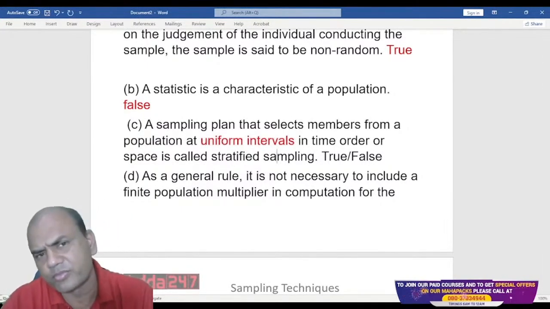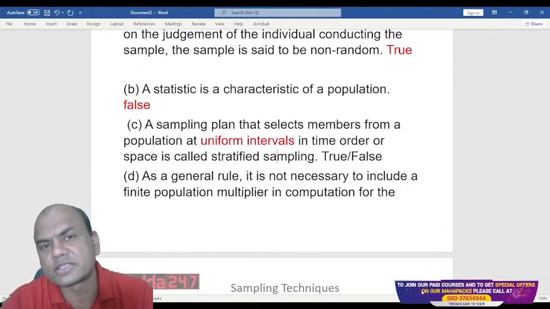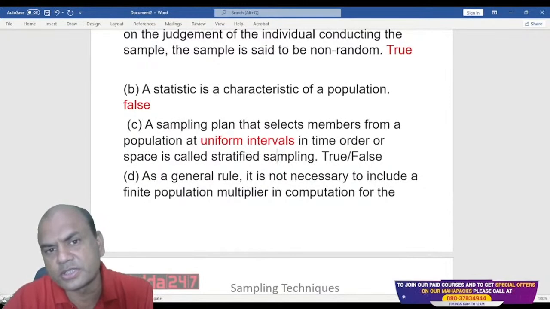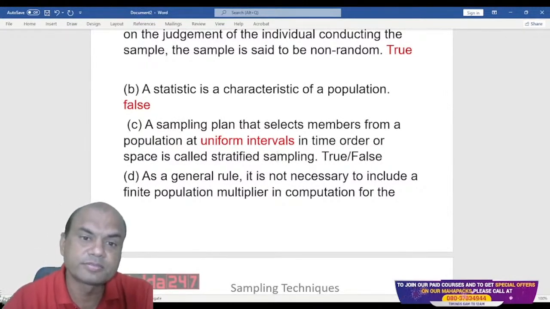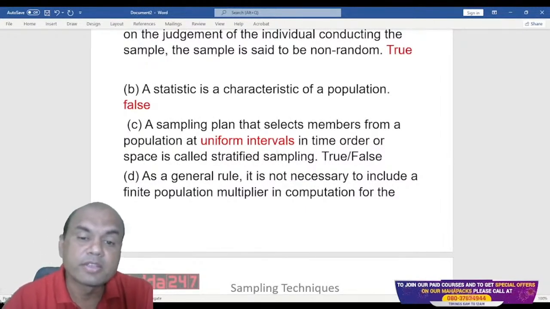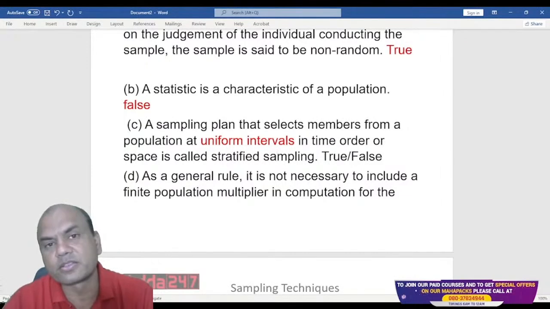Is it true? Type fast in the comment section. True or false? What do you think? Firstly, what are the types of sampling?